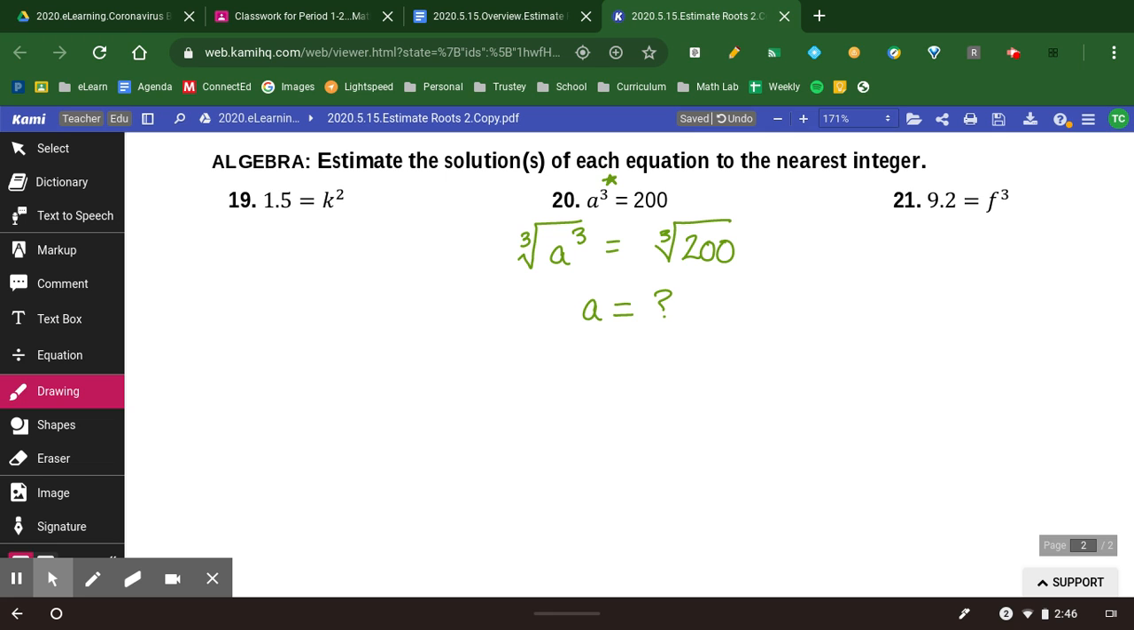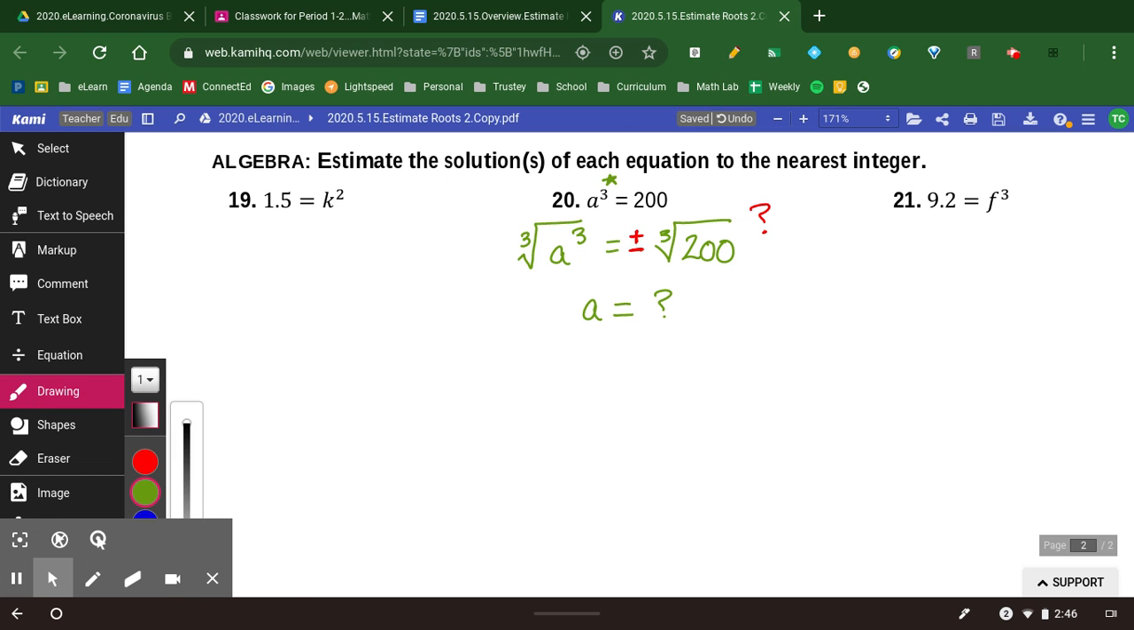Now, a big question that I'm going to leave you with is, will there be only one answer or will there be 2 answers? Is this similar to the problem we just worked on or is it different? Keep that in mind. I'll put a little question mark here as we go along. Now we know that, as we said, inverse operations cancel out, so a third root and a third power cancel. Good, that is exactly what we want. What about the cube root of 200? That is not a perfect cube.